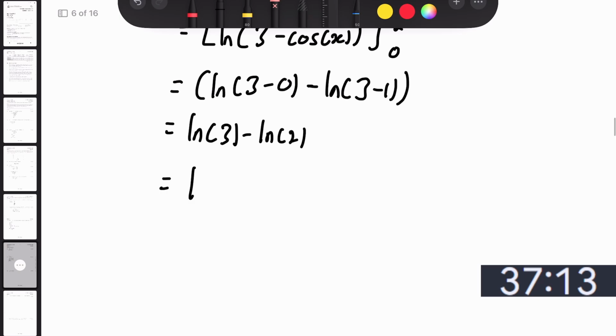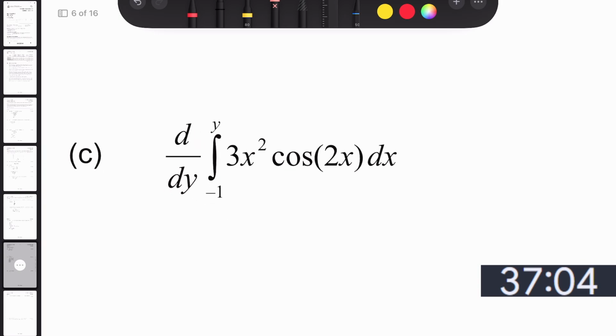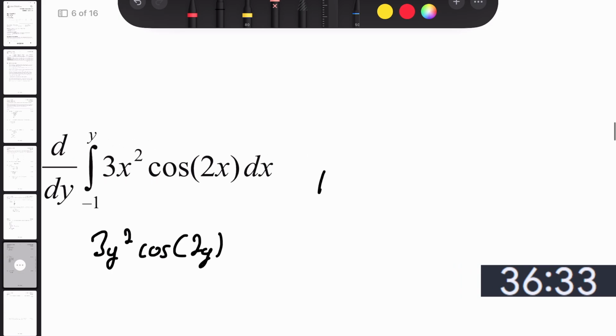Doesn't say to simplify, but I'll just write this as ln of 3 on 2. d/dy of that. So this is just the fundamental theorem. So I can just substitute this all in. Squared cosine of 2y, I believe, because then this will be f of y.